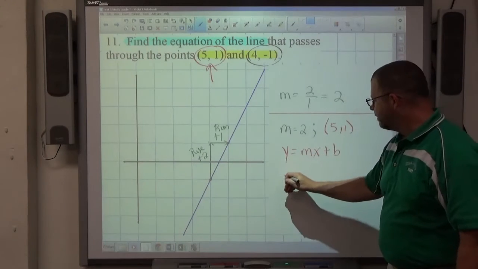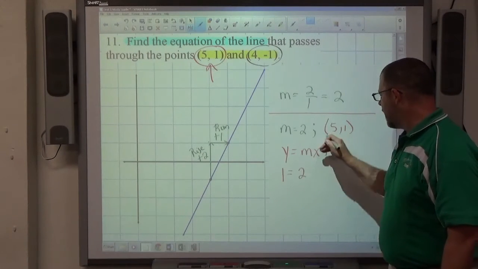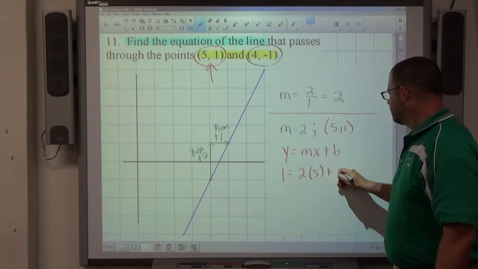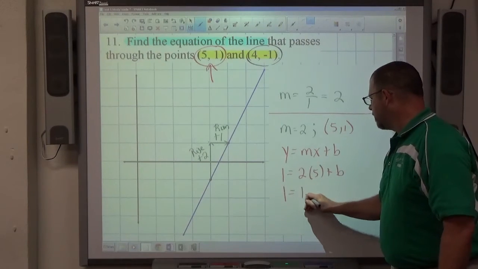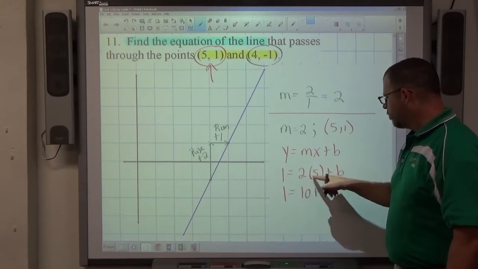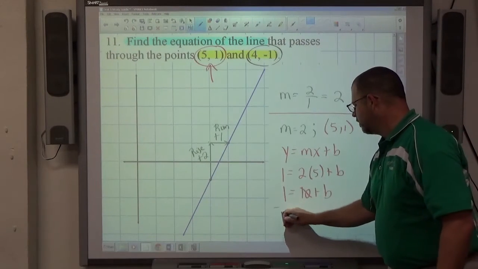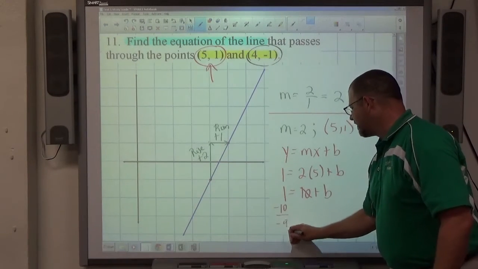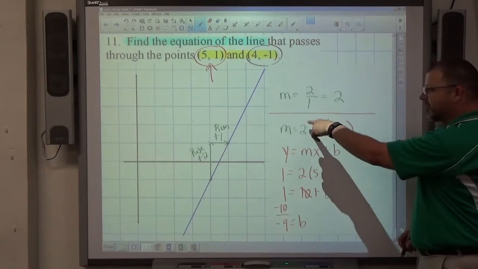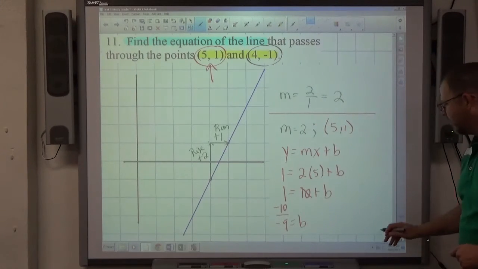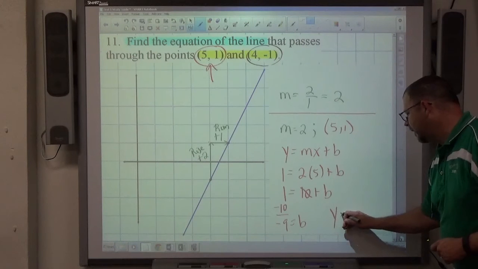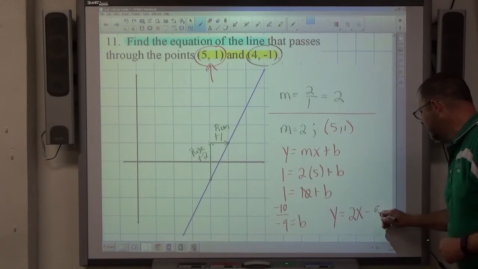Y equals 1, m equals 2, x equals 5, 1 equals 10 plus b. 2 times 5 is 10. Again, this is a whole number. Let it be a whole number. Move the 10 over. Becomes negative 10. Minus 9 equals b. I've got a slope of 2. I've got a y-intercept of negative 9. My equation is y equals 2x minus 9.